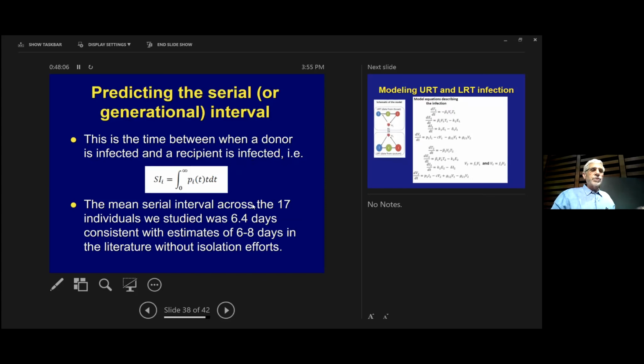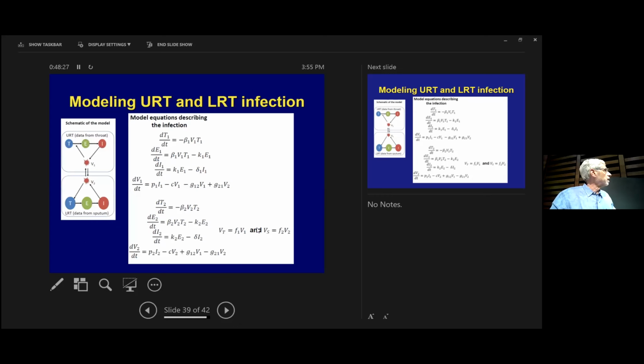We can predict the serial interval, which is just doing that integral over time, with time times the probability, to get the average time until you're infecting somebody. That turned out, again over these 17 individuals, to be 6.4 days. That's also consistent with estimates where patients aren't isolated, which came out to about 6.6 to 8 days in some of the early data.